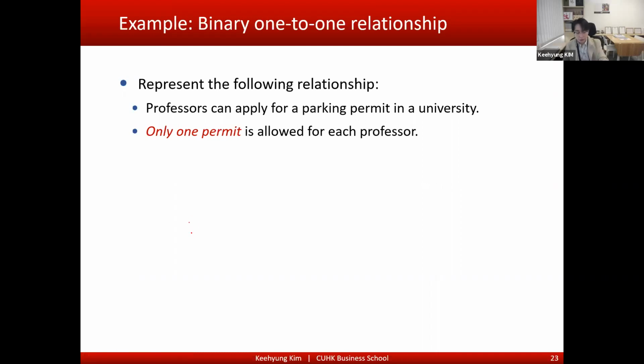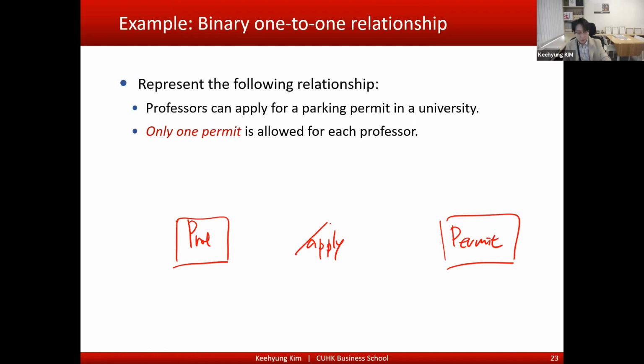So let's draw here again. So there's a professor entity. Let me skip the attributes again. And there's a permit entity. And professor will apply for parking permit like this. So that's what we made earlier, and we call this a binary relationship.